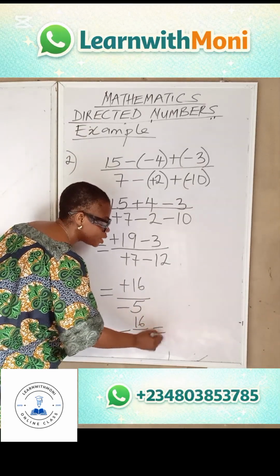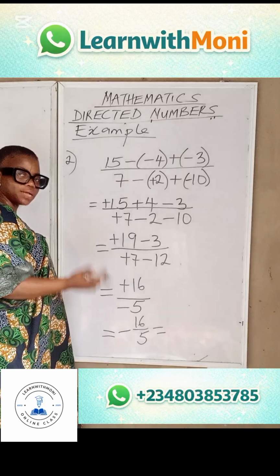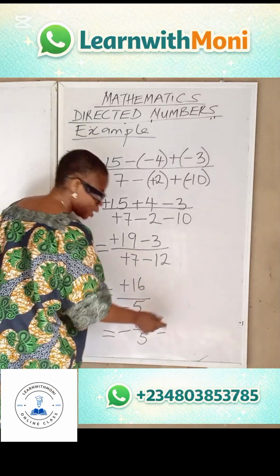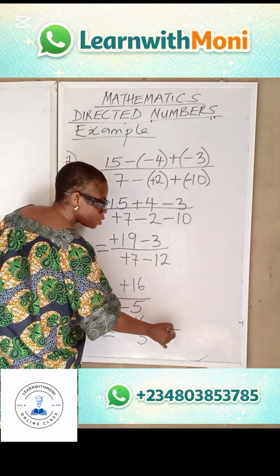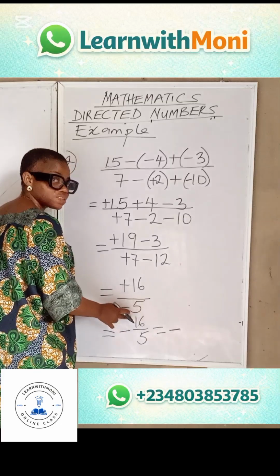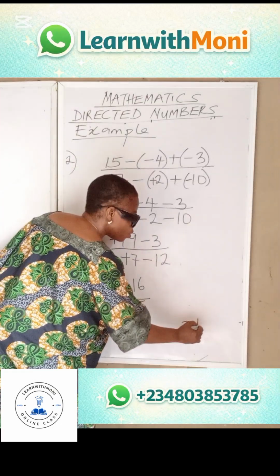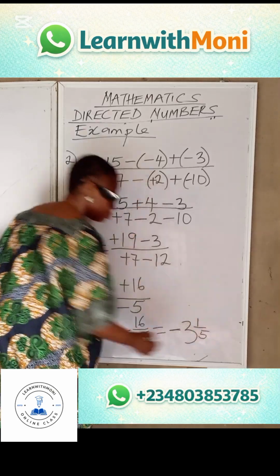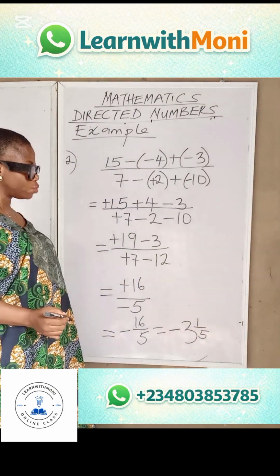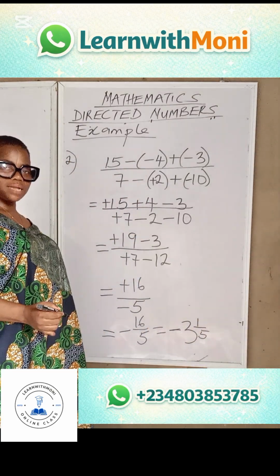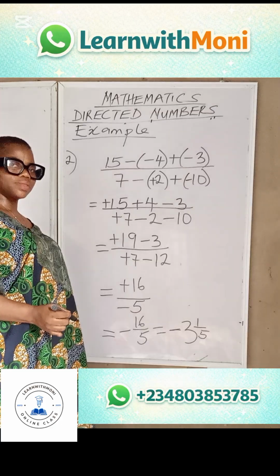16 over 5 is an improper fraction. We can change it to mixed number. That is equals to minus, how many 5 can we get from 16? We can get 3 whole number, remaining 1 over 5. Minus 3 wholes, 1 over 5. And that is our final answer.